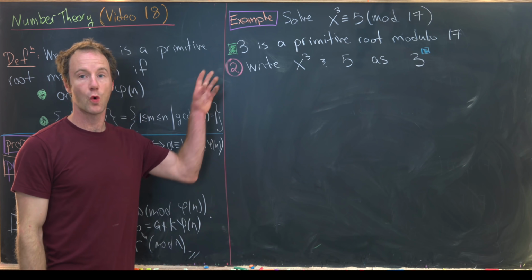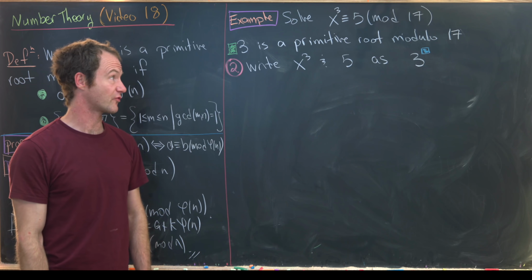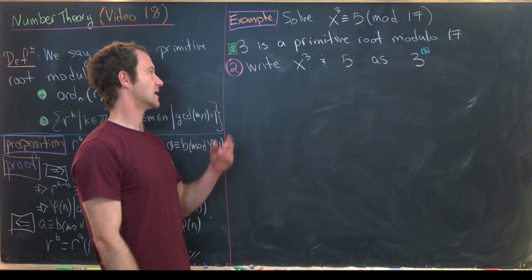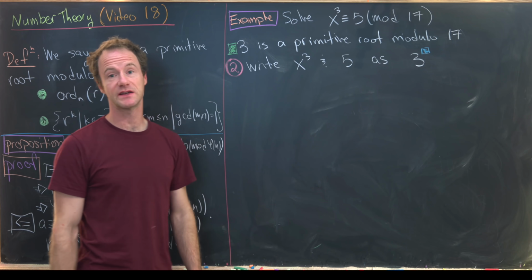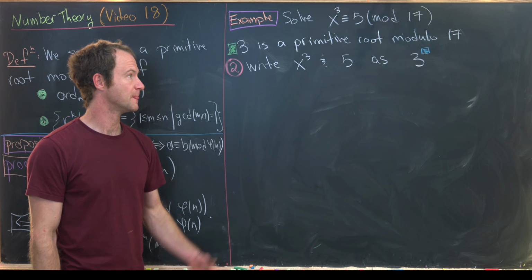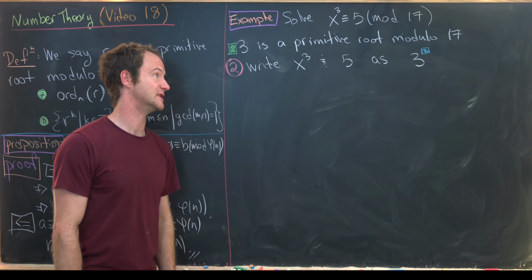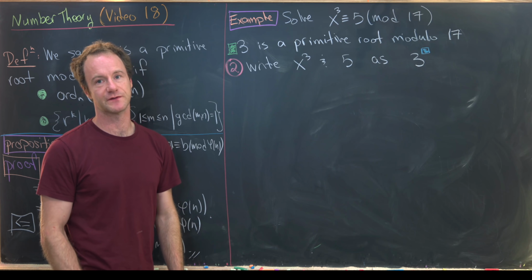Okay, so towards solving this example, we have so far determined that 3 is a primitive root mod 17. Next up, we want to write x cubed and 5 as 3 to some power. How would you write 5 as 3 to some power? We'll get to x cubed next. Well, really, it's just by making a chart of powers of 3.